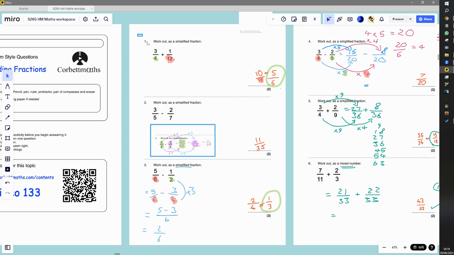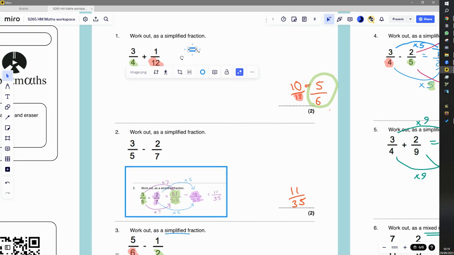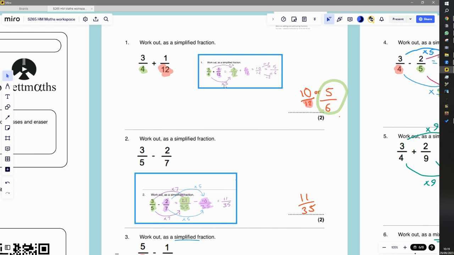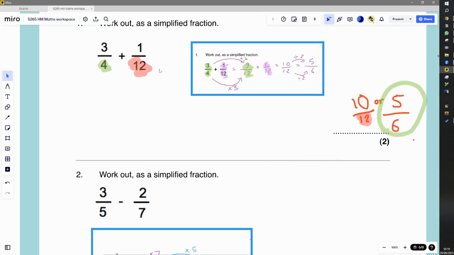But you basically got it right. You remembered the method, or perhaps you might possibly have watched one of my videos. But either way, you applied the method correctly. So we are looking to see a number that 4 and 12 go into. Well, 12 obviously goes into 12, and actually 4 goes into 12 too. So we only need to change one of the fractions.